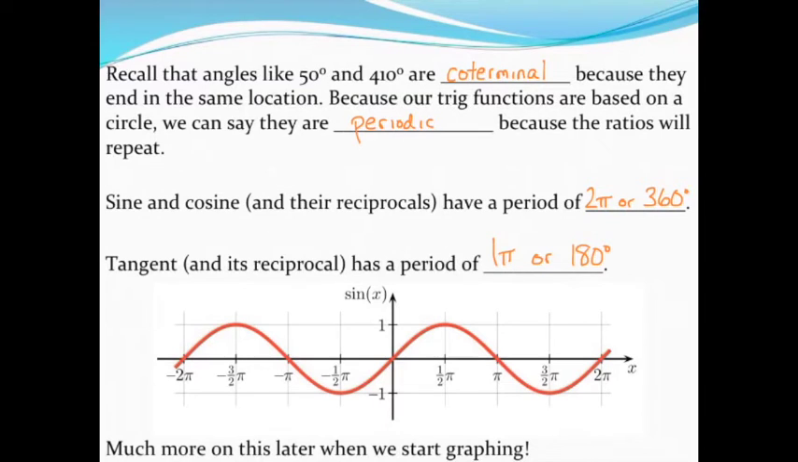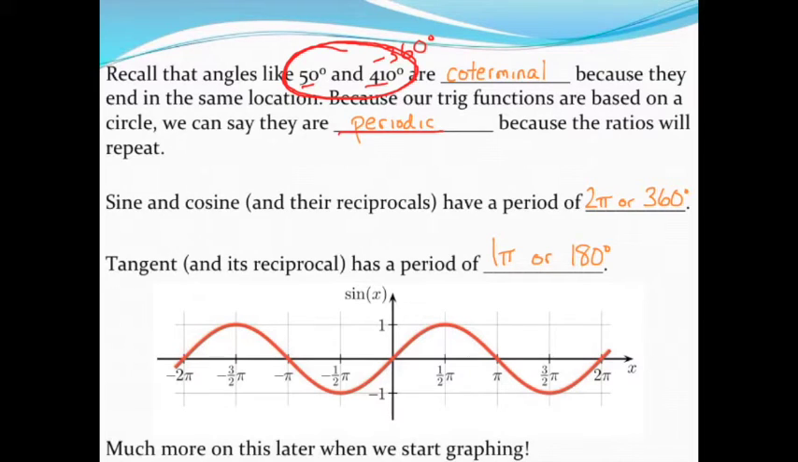You may recall that angles like 50 degrees and 410 degrees are called coterminal angles because they end in the same location. If I were to take 410 and subtract 360 from that, I'd end up with 50, meaning those angles would look identical. Because those angles look the same, the sine of those two angles, or the cosine of those two angles, would be the same.